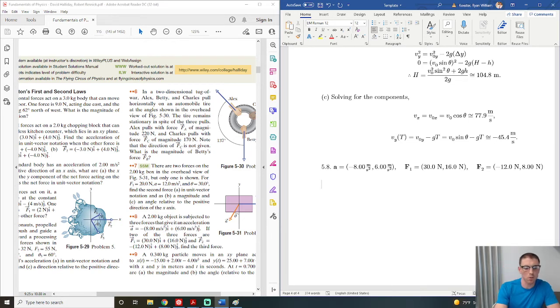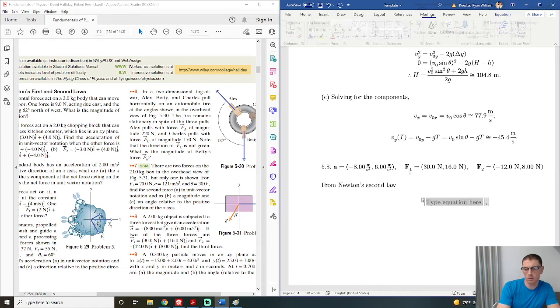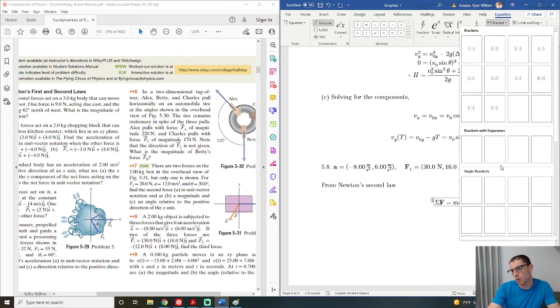Because remember, from Newton's second law, we said something like this. I didn't need parentheses there, actually. There we go. Typing is hard. Now remember that this gives us at minimum usually a pair of equations, if not a trio of equations.